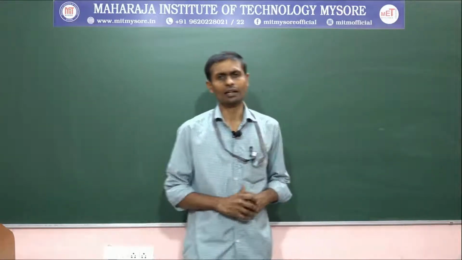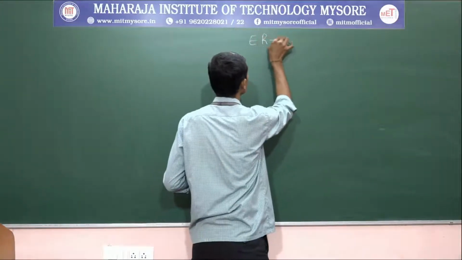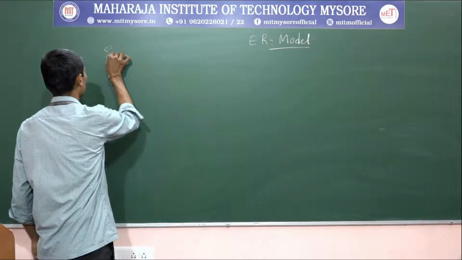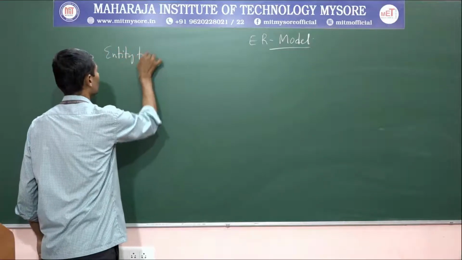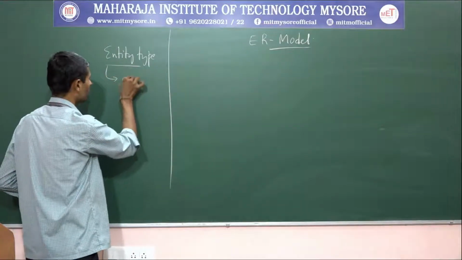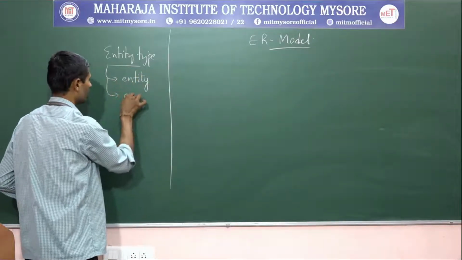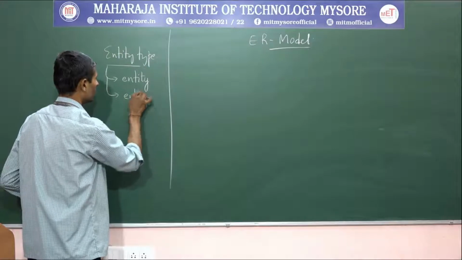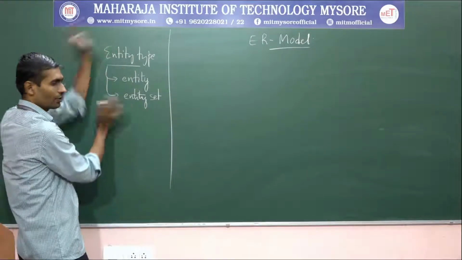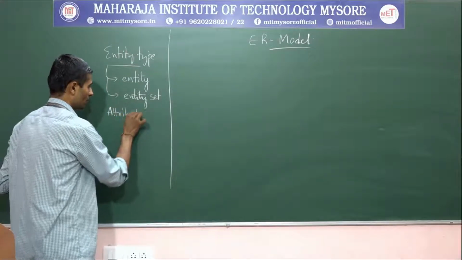Our major intention of learning this ER model is to design it. We discussed entity type and things connected to entity type or entity, entity set, then entity type. Those things are all related to entities. Then after that we discussed attributes, then attribute types.